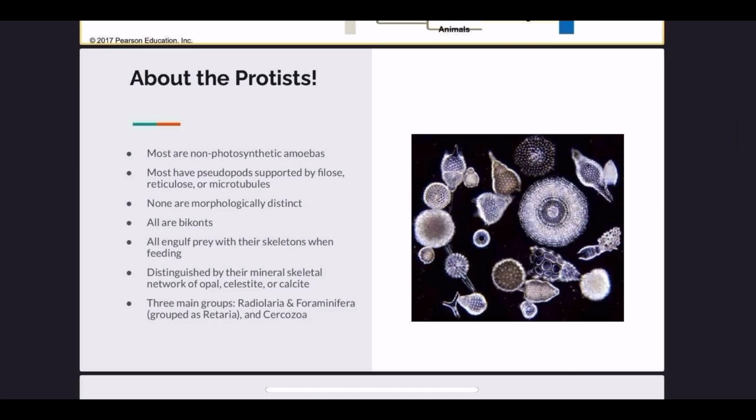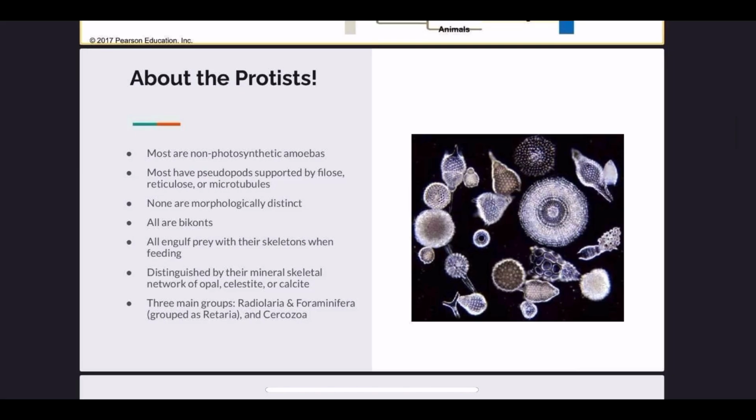All of them are bicons, however, and all of them have the ability to completely engulf their prey by using their skeletons when they're feeding. Another thing that distinguishes them from other protist groups is that they all have a mineral skeletal network that's consisted of either opal, celestite, or calcite.